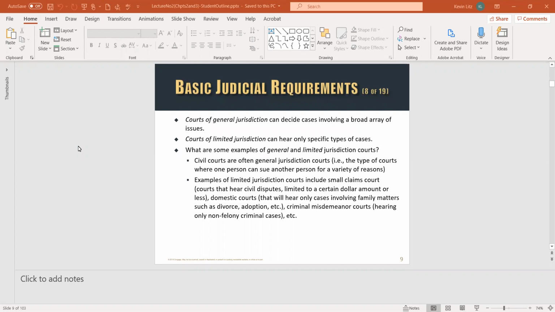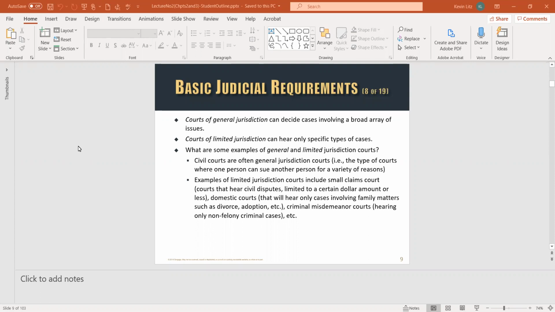Let's unpack that a little bit. Some courts are also general jurisdiction. For example, when you go to the general civil court, they can hear many, many different types of cases where two companies or two people are suing each other, or a company suing a person. You didn't pay your house payment, the bank is going to sue you. They would go to one of these courts of general jurisdiction.